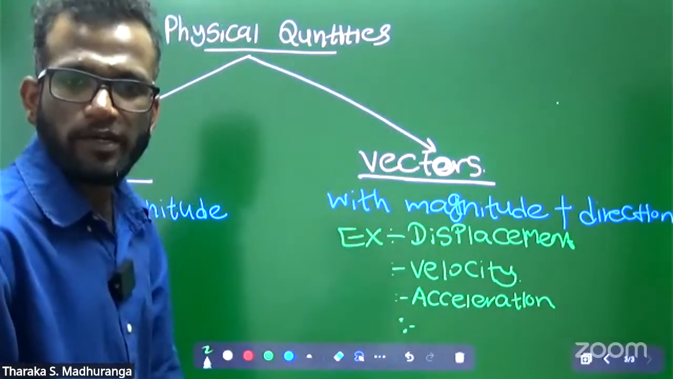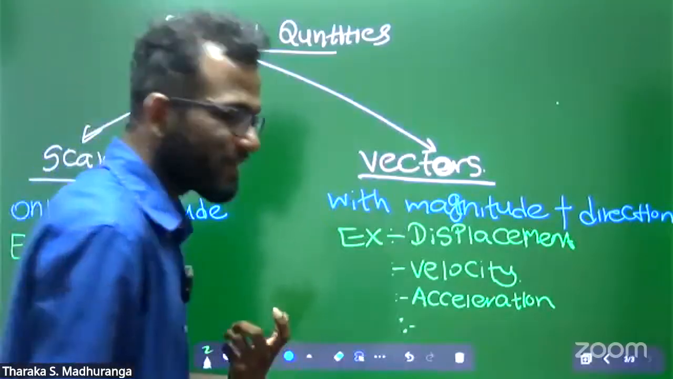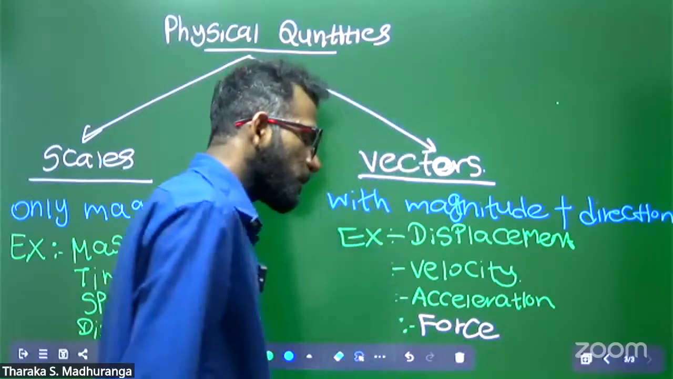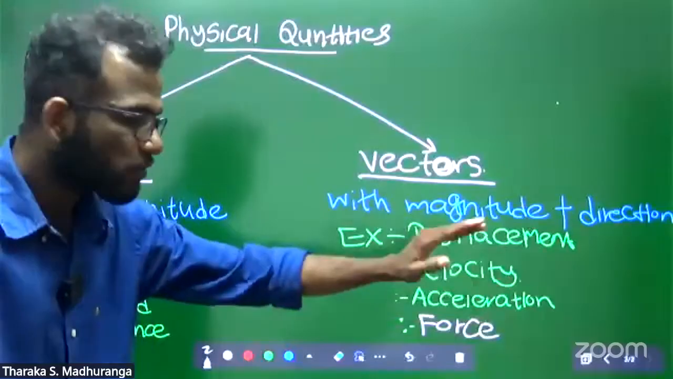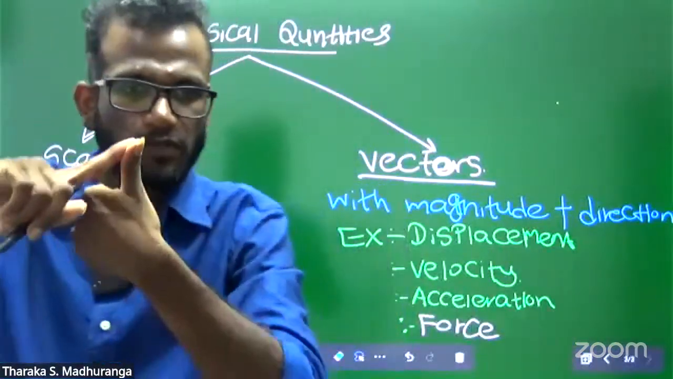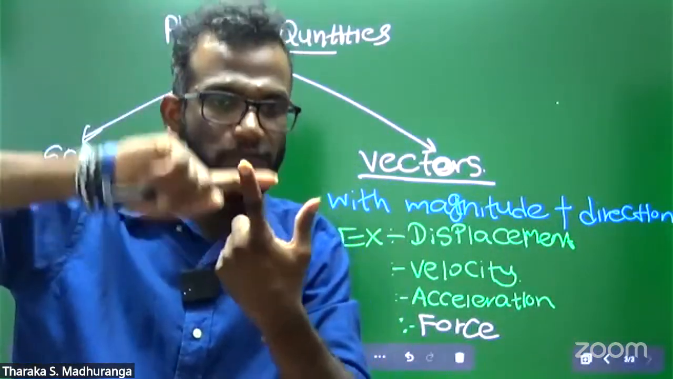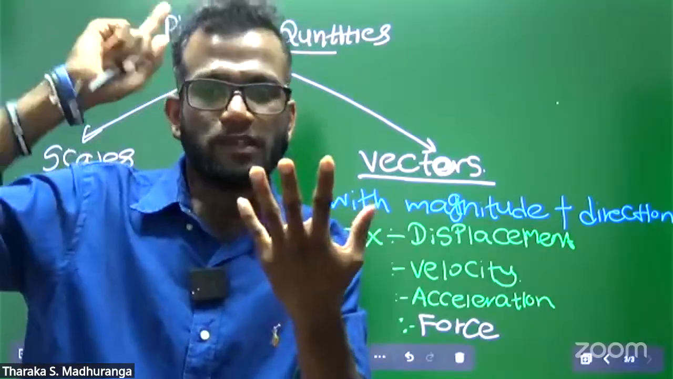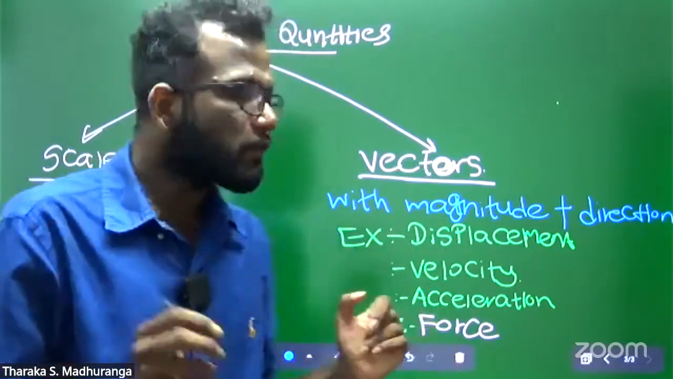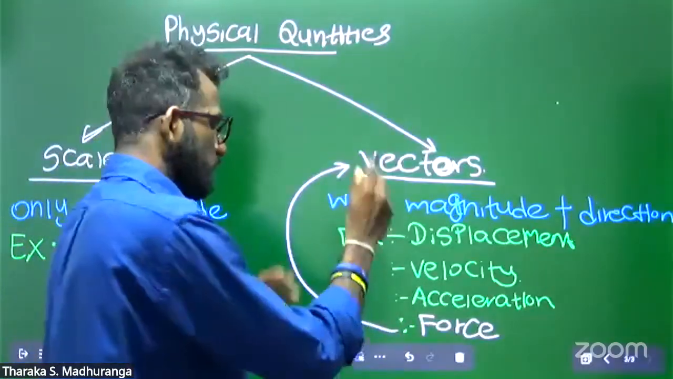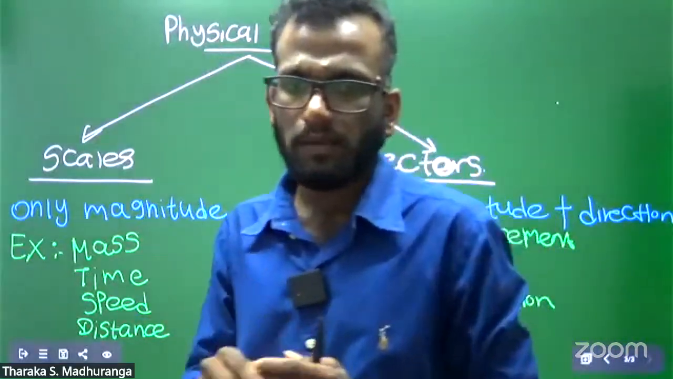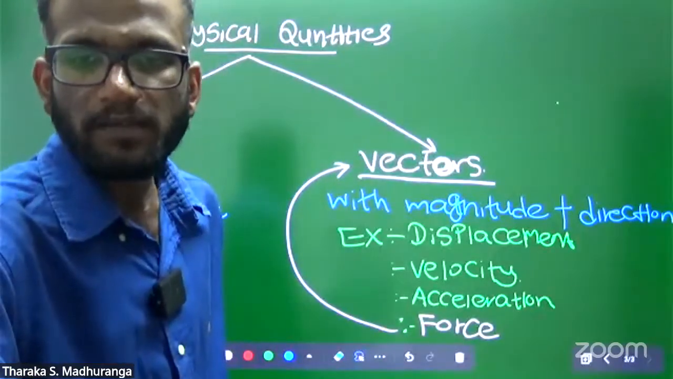You need to remember that force is also an example of a vector. Every force type. In future parts we discuss the friction force, resultant force, moment of force, equilibrium force, every force. Every force is a vector. What's the meaning? It has magnitude plus direction.